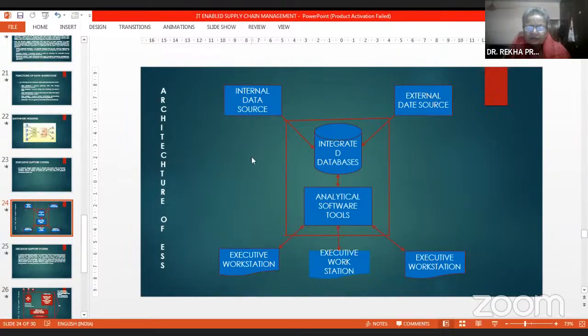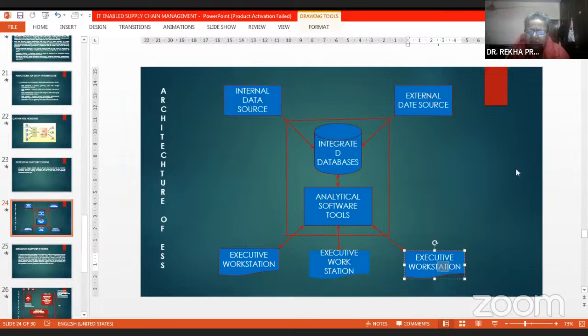So as I told you, internal data sources, external data sources, integrated databases, and analytical software tools go to the executive workstation, executive 1, 2, 3. It can be more than 3, it can be one only. I've just given you a conceptual picture of what an executive support system is.